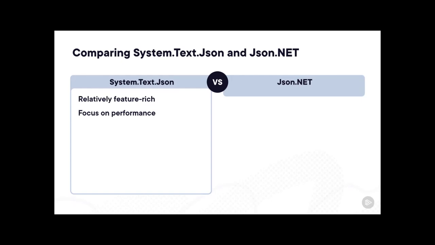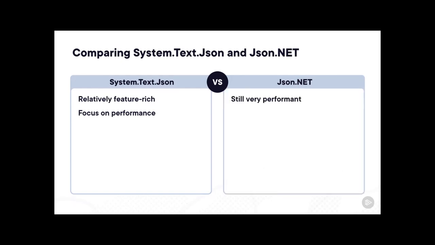JSON.NET, on the other hand, is still very fast, but at the same time it also has support for a set of advanced features, like the ability to heavily customize serialization behavior, some pretty advanced ways of dealing with streams, and so on. Both are great choices and easy to work with. It's just that they have a different philosophy behind them.